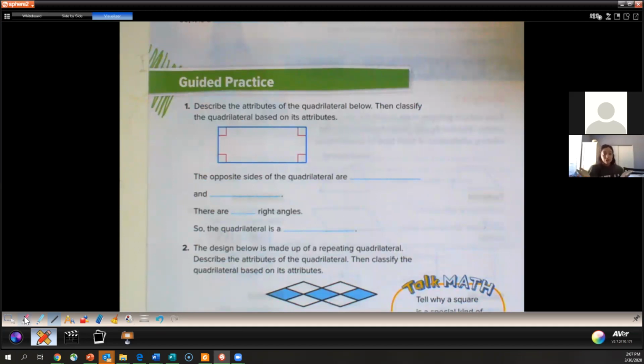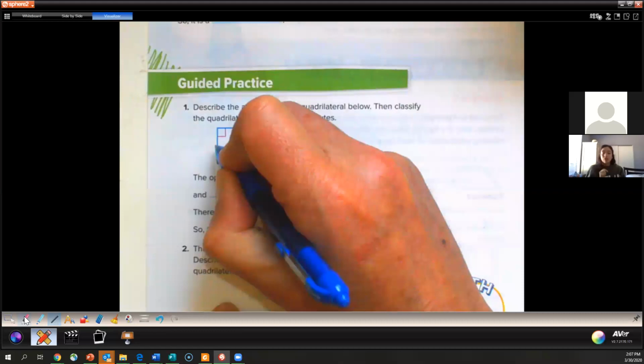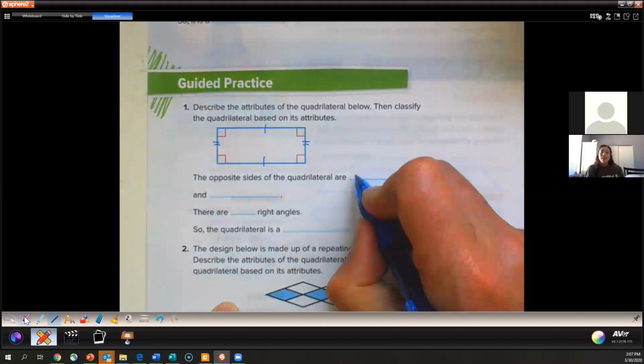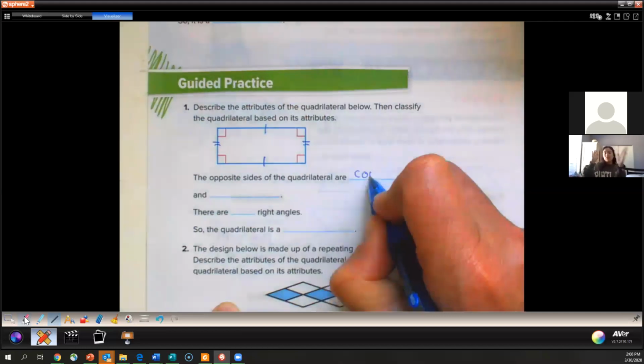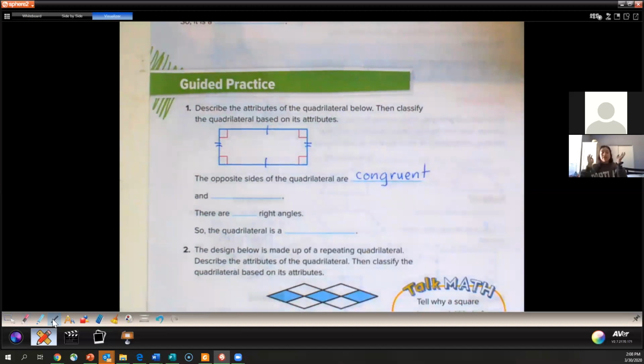So let's think to ourselves as to what we could put there. And oh my gosh, if you thought that they are congruent, you would be correct. So the opposite sides of the quadrilateral are congruent. A way that you can show that is with those tick marks that Mr. Yates is drawing right now. He put 2 tick marks on the left and the right ones because those 2 are congruent. And then he also put 1 tick mark on the top and the bottom one because those 2 are congruent. Perfect. All right, let's move on to our next blank.